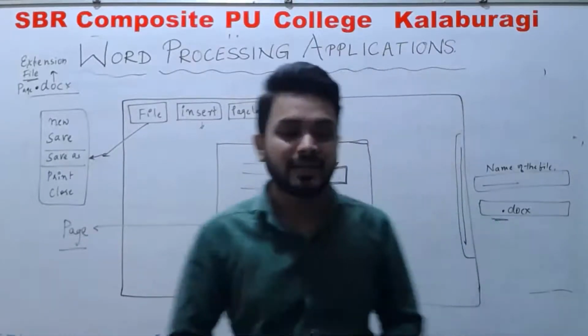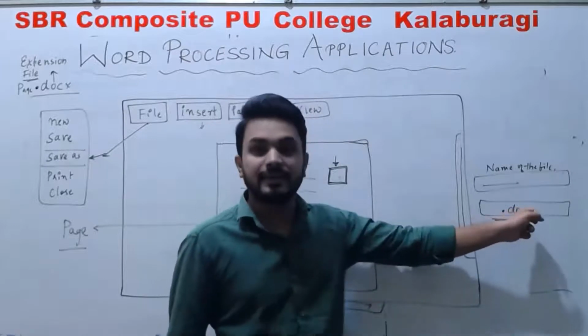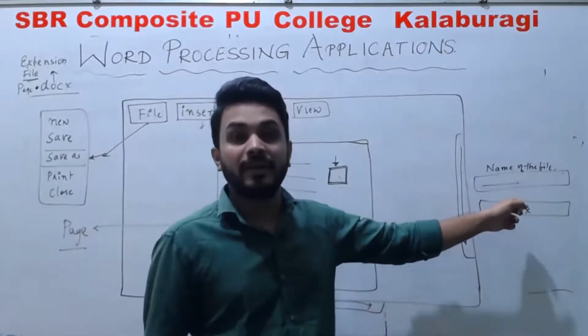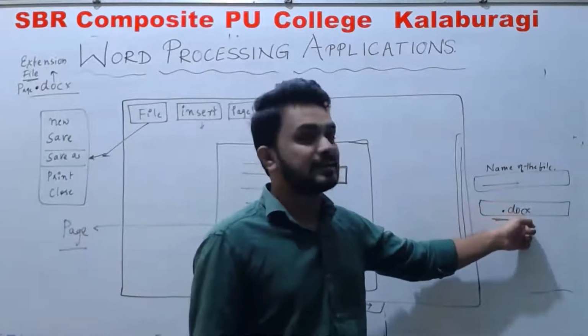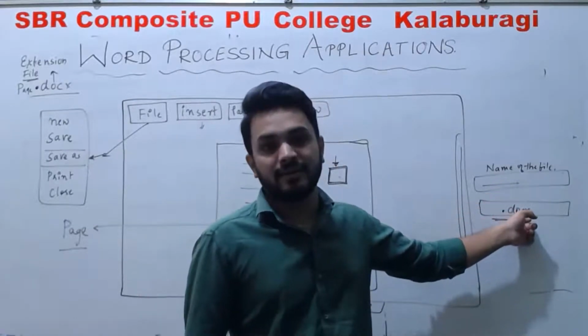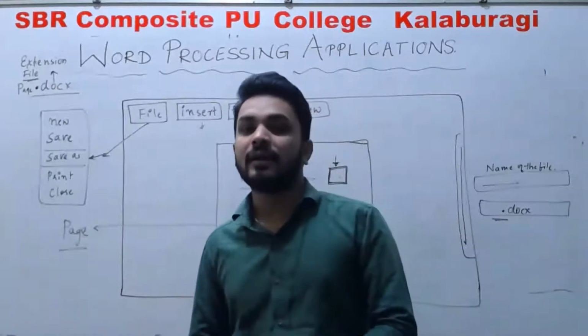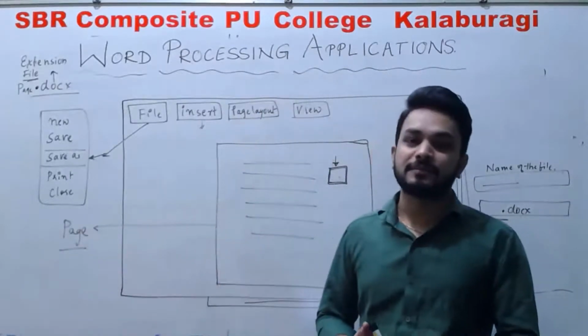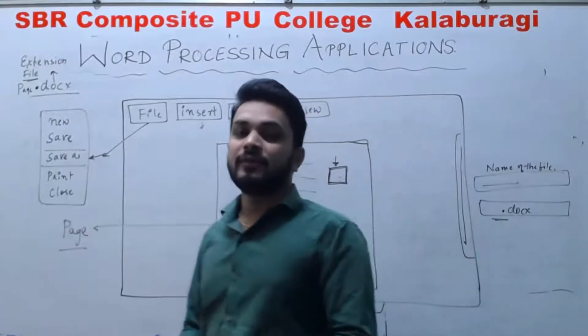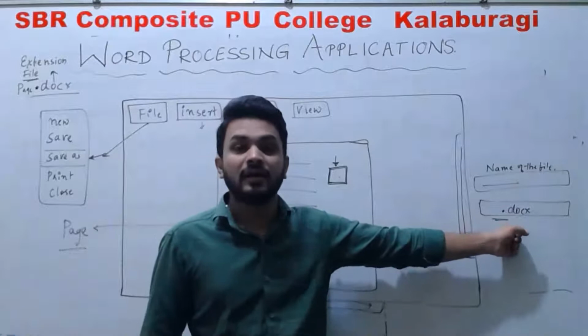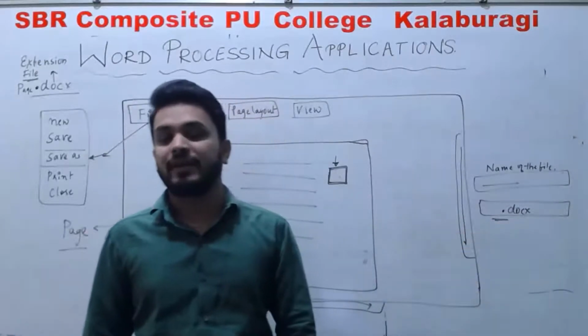If it is an Excel file, the extension file is different, that is .xlsx. If you have a PDF document, then the extension file name is different, that is .pdf file. But now we are concentrating only on word processing application. We have to go with the .docx file.